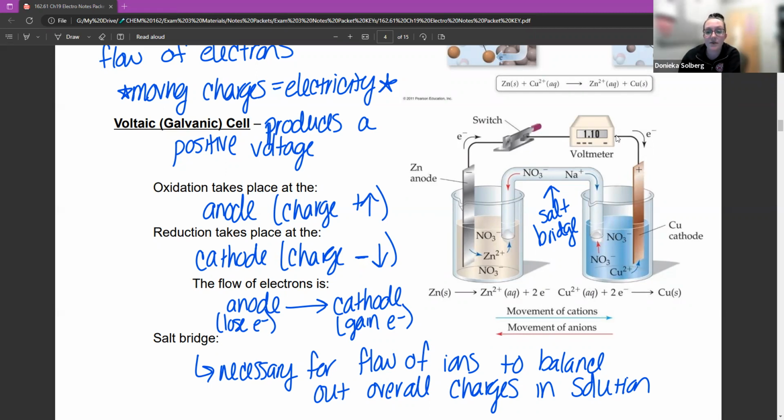Okay, so you should always have something connecting them. This is our anode, this is our cathode. Electrons will be flowing from anode to cathode.